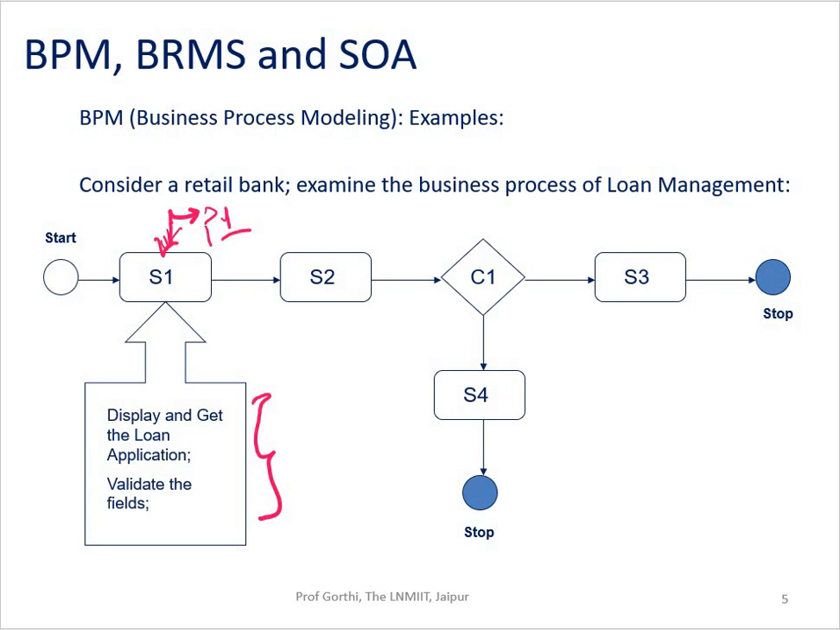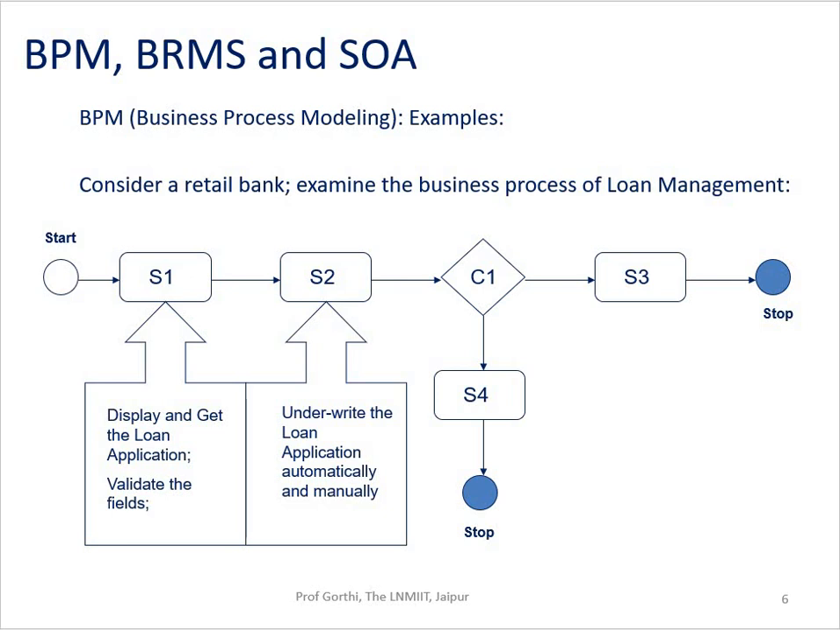Now what will happen in the next step? Let's underwrite the loan application automatically and manually. That's the next step, the next screen with the next process step. Afterwards, I see a different box, a diamond box, very familiar. I'm going to check with the help of a condition whether the loan can be sanctioned. So in this condition, I'm going to check whether the loan can be sanctioned.